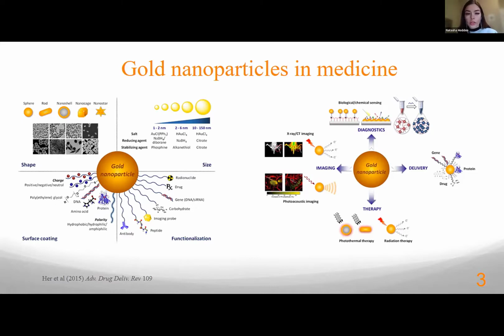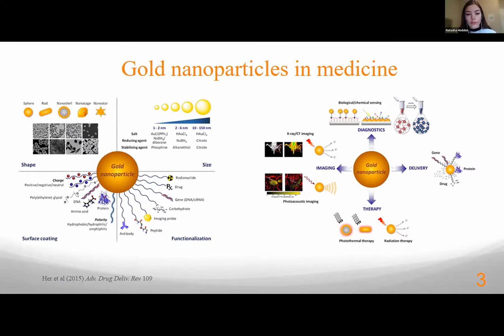We can also adjust the size, where it can range from anywhere from 1 to several hundred nanometers. And this size is very important, especially if you're looking at targeting different areas of the body. You want to make sure that the size is not a limiting factor, so choosing a good size for your use.